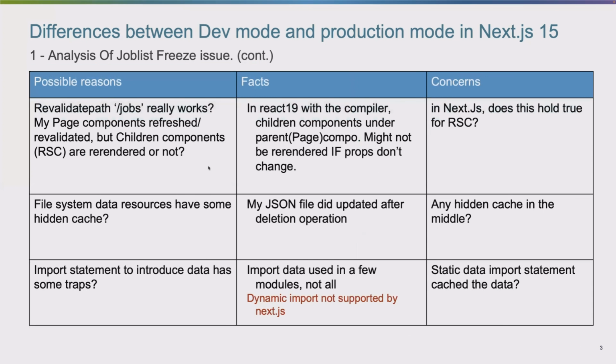So here are other possibilities, or some reasons we can reason about. I'm thinking that revalidatePath really works in my case. So it does work. And because I use the file system, readFile and writeFile, the file system data fetching may have some hidden cache or some traps in it. I don't know. I try to think more and find out some possible reasons.